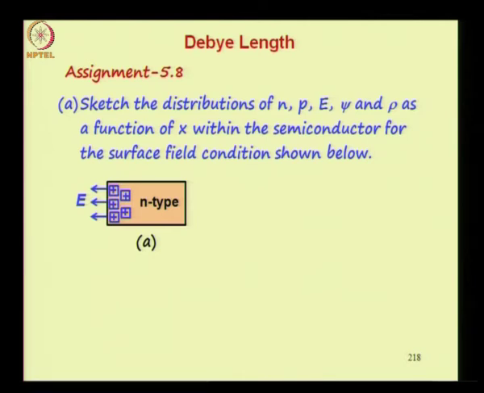Now let us do an assignment. Sketch the distributions of n, p, E and psi. Jn and Jp are not given here because they are 0. Also sketch rho, the space charge, as a function of x within the semiconductor for the surface field condition shown below. So here your field is outward from the surface. That is the difference between the physical situation we discussed just now for introducing the Debye length and this situation shown here. So in this case the space charge will be due to bound donors.